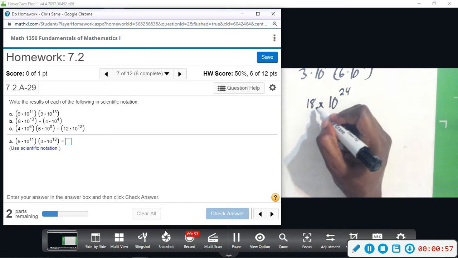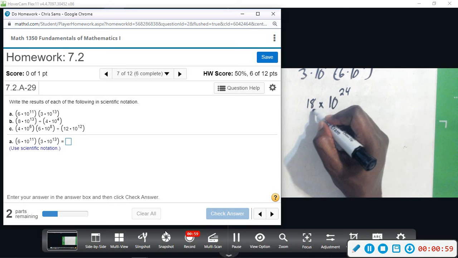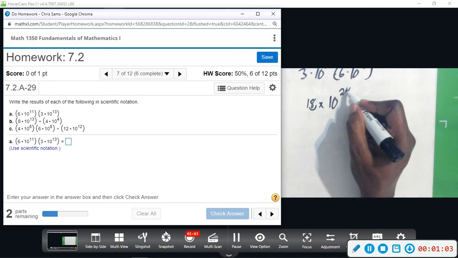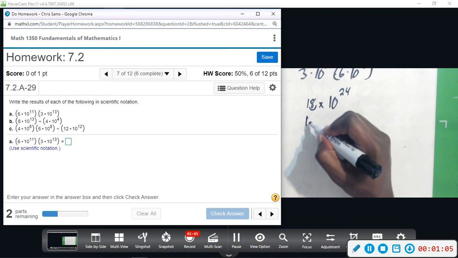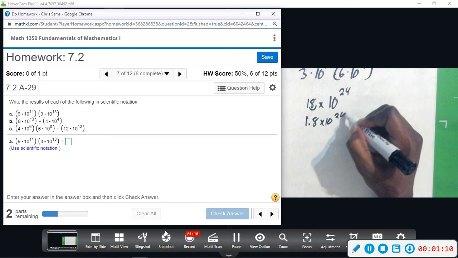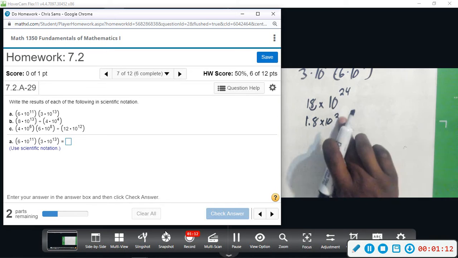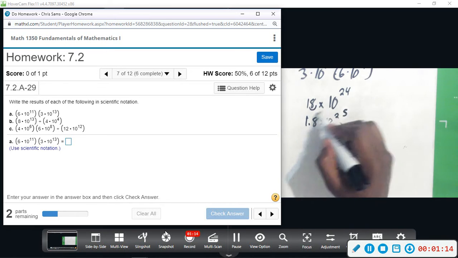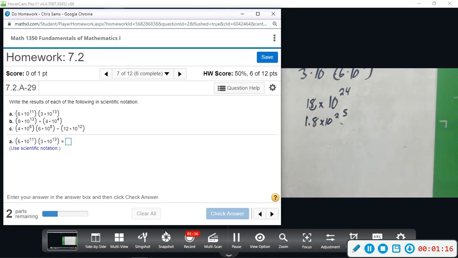Alright. In order to put this in scientific notation, we would have to move the decimal one time, which would add one place here. So this would be 1.8 times 10 to the 25th. Okay, 25th, because I'm adding a decimal in there. And this would be that number in scientific notation.